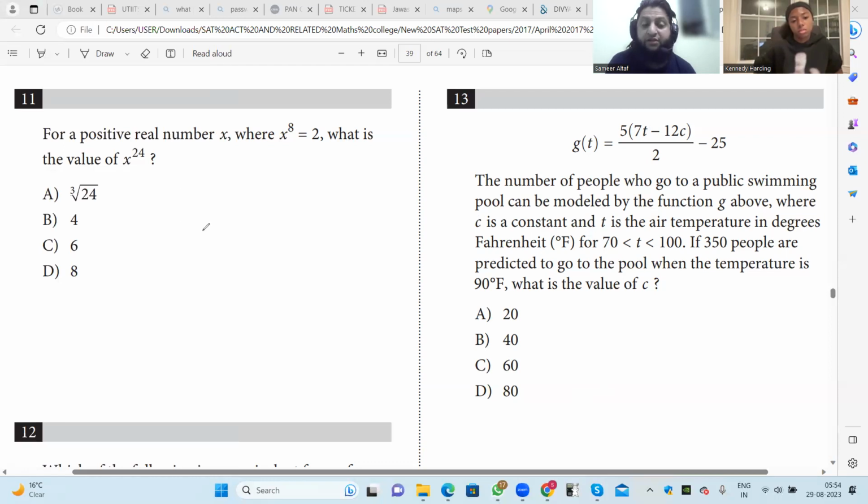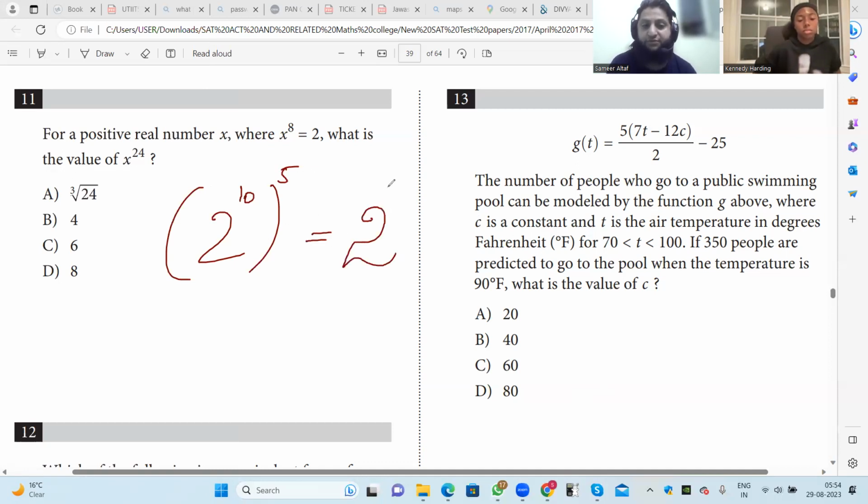The third rule is related to a power raised to a power. For example, 2 to the 10, and that is raised to the power of 5. You will multiply the powers. That'll be 2 to the 50. Correct.